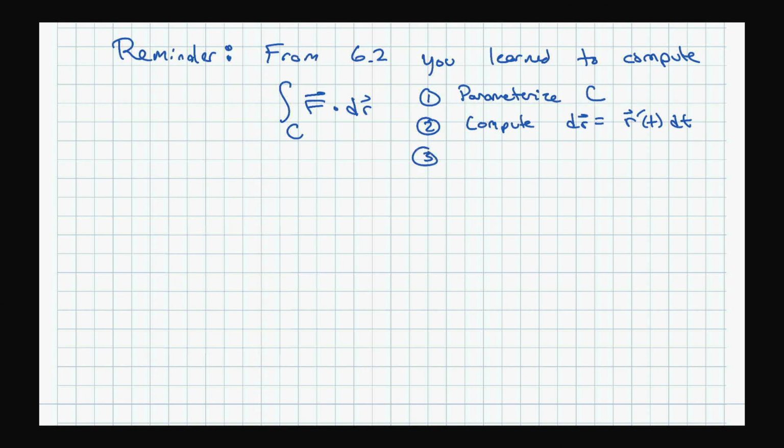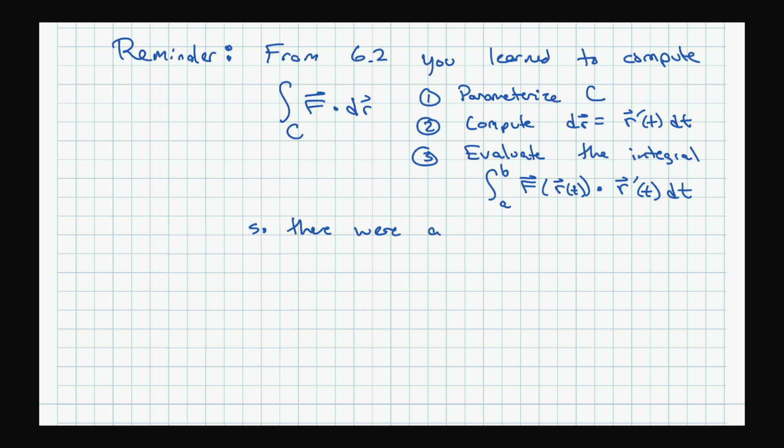And then finally, you could actually evaluate this integral. And the integral was an integral from a to b of the F. You had to plug in the r. Then you did the dot product with r prime, and then dt. Right? So there were a lot of steps. Okay.